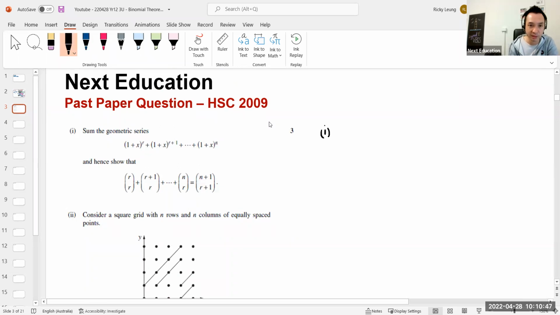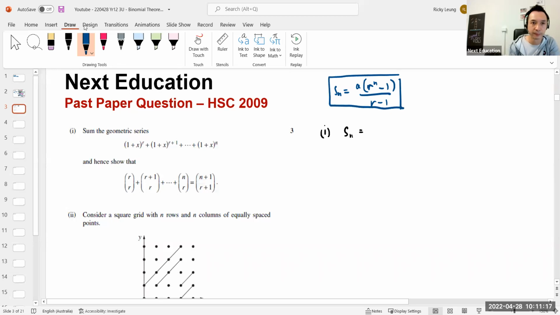The first part, sum the geometric series. Now it looks like it's a GP because it's got a common multiple, right? So I know that the sum of the GP equals, I mean, what's the formula here? Sn equals A. Now, which one do they want me to use? I don't think it matters, right? Maybe I'll just use the r because it's bigger than 1, r to the n minus 1 over r minus 1 formula, right? Just to help us with this.